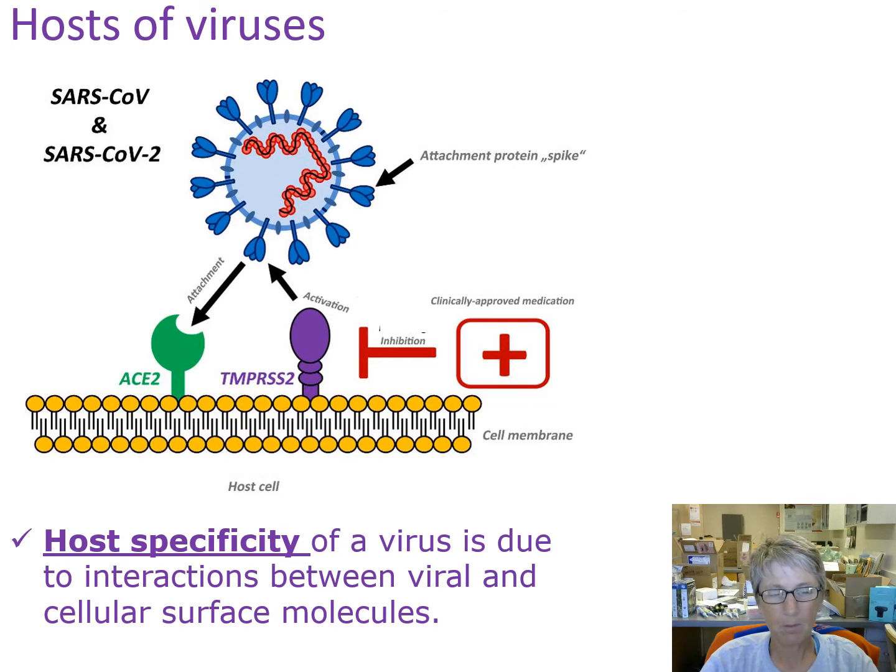So there's a term called host specificity of a virus. And that just means that a virus can specifically infect a single host. That's due to the interactions between the viral molecules, which in this case would be the spikes, and the host cell surface molecules, which in the case of coronavirus 2 would be these receptors called ACE2 found in respiratory epithelial cells and other cells too.